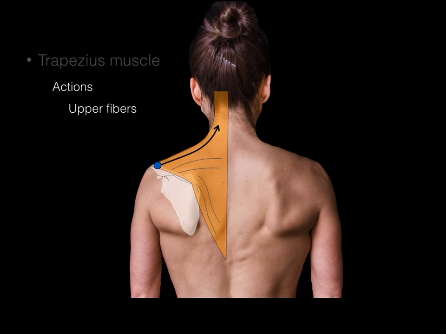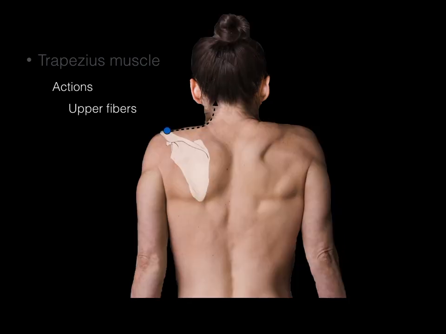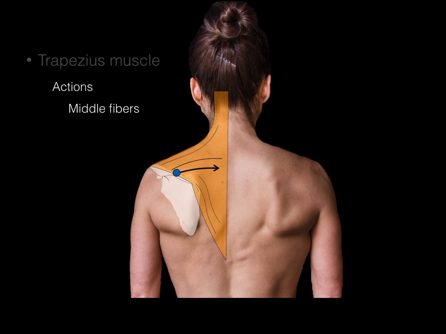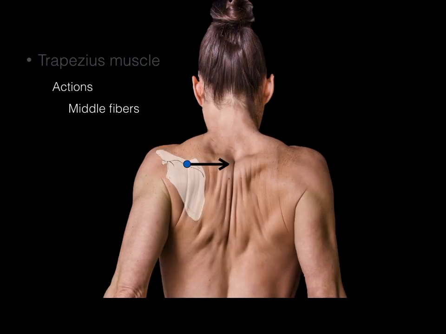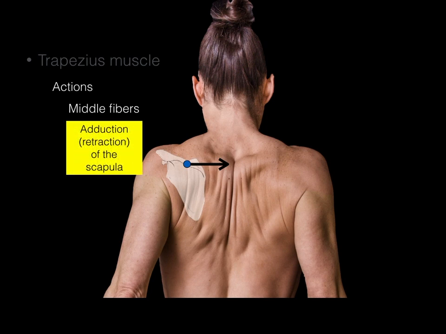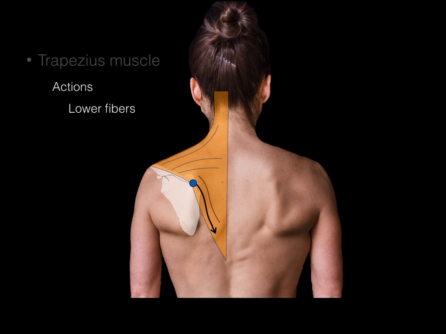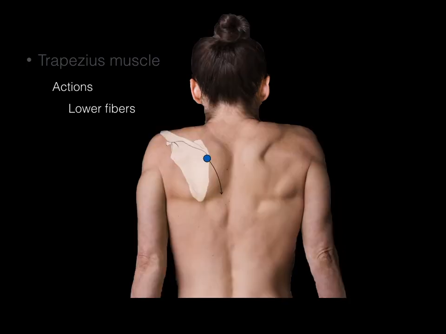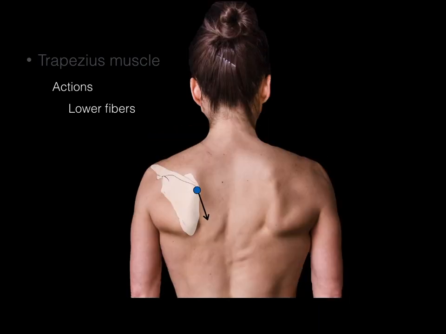And so the upper fibers of the trapezius, when they contract, help with elevating the scapula like this, like shrugging the shoulders. So we call that elevation of the scapula, or shrugging your shoulders. Now the middle fibers, when they contract, are going to cause the scapula to move towards the vertebral column. We call that adduction of the scapula, or retraction. And then finally, the lower fibers, when they contract, depress the scapula. So to do that, let's have the scapula elevated, and now we see the contraction. When they do this, we call this depression of the scapula.